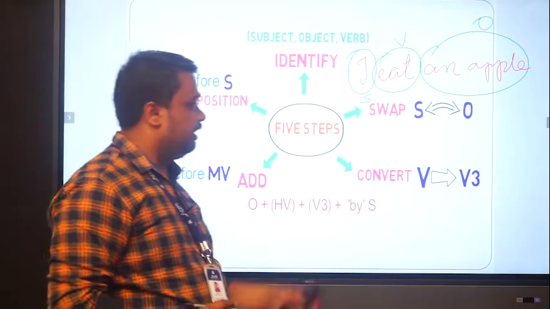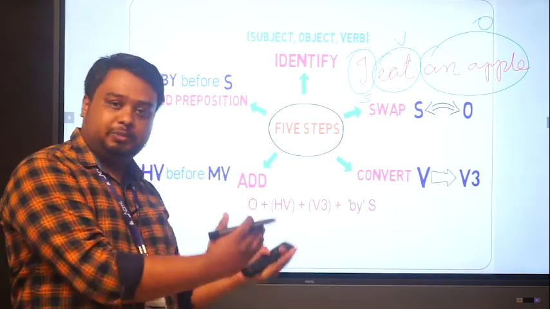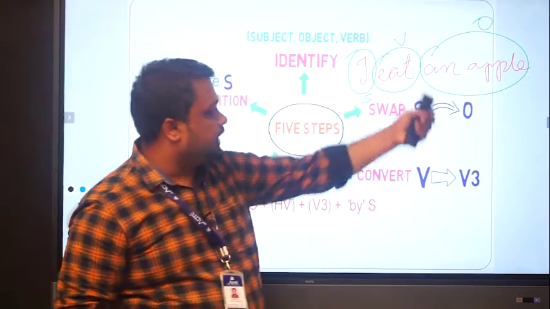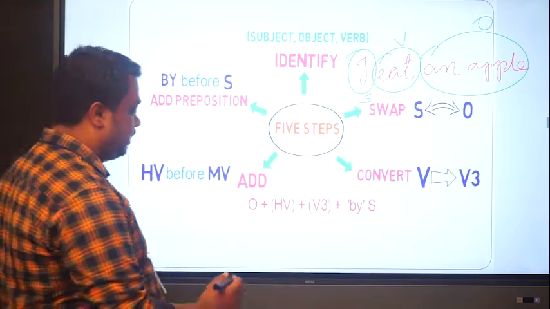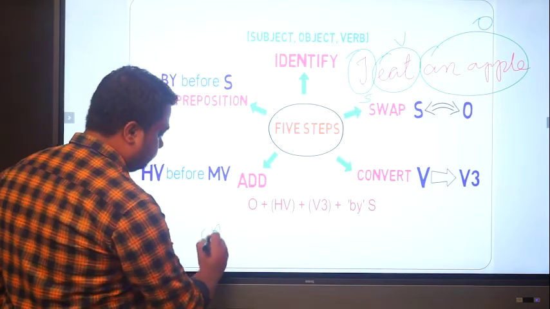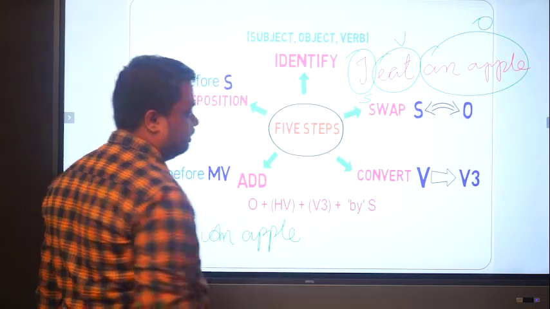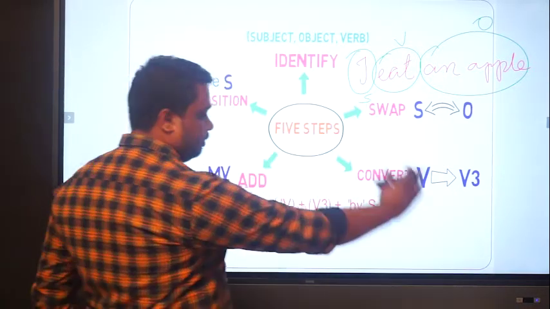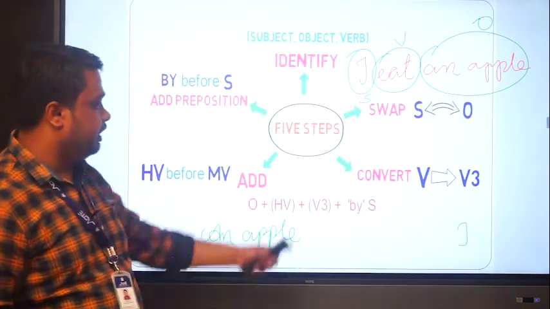Now next, swap: subject into object and object into subject. We are going to rewrite here. Now we are going to the second step. Swap, in the sense of exchange. Subject becomes object, object becomes subject. What is the object here? "An apple." So the object becomes the subject, right? So I'm just writing "an apple." And what is the subject here? "I." So "I" becomes last, right? Fine.